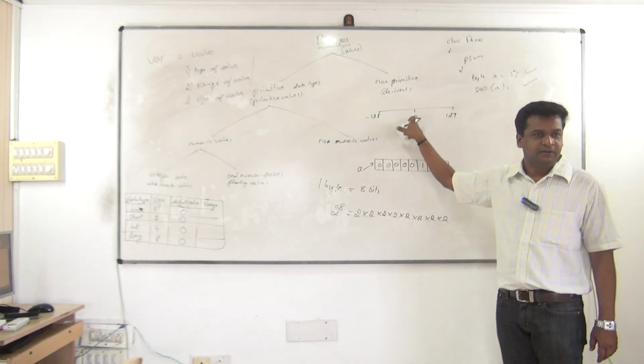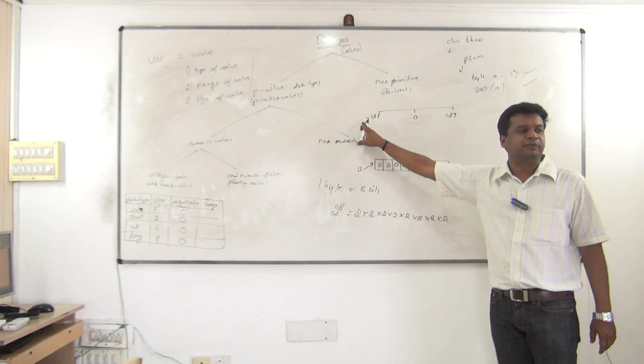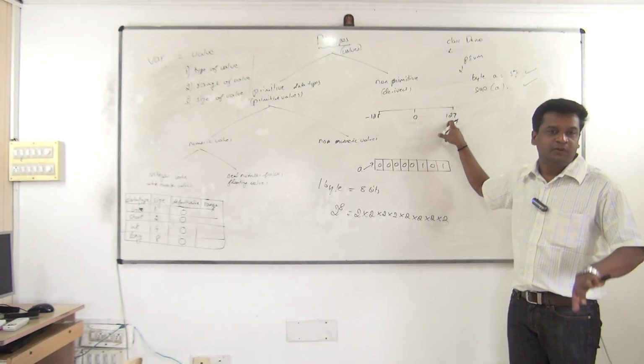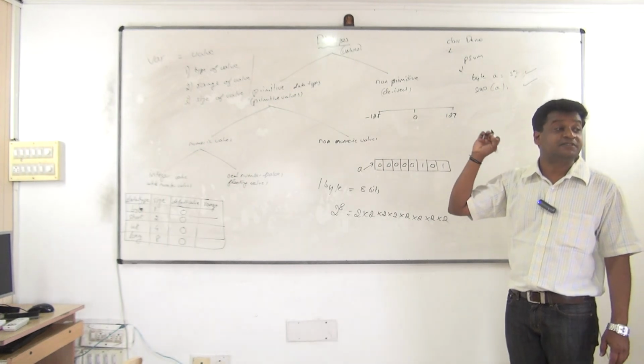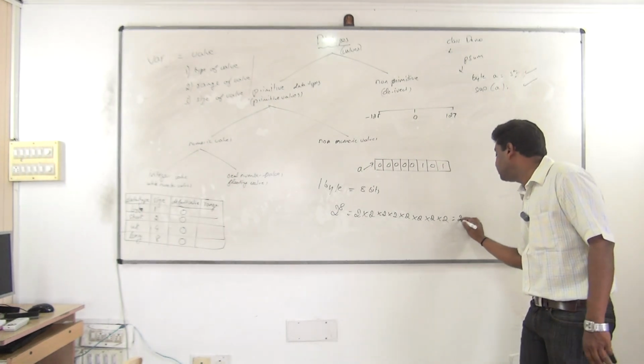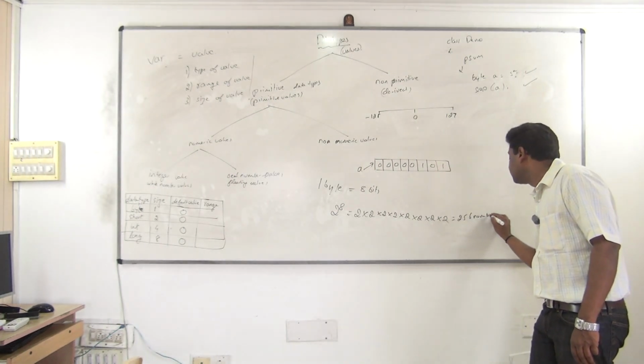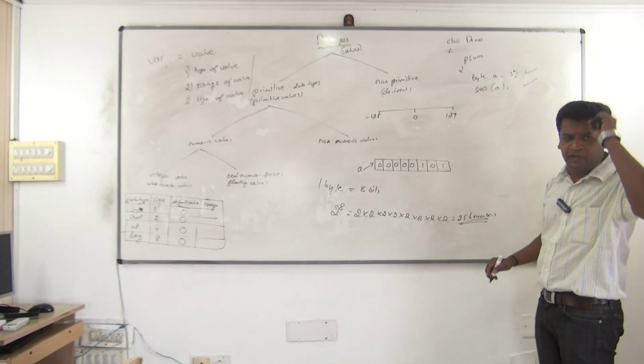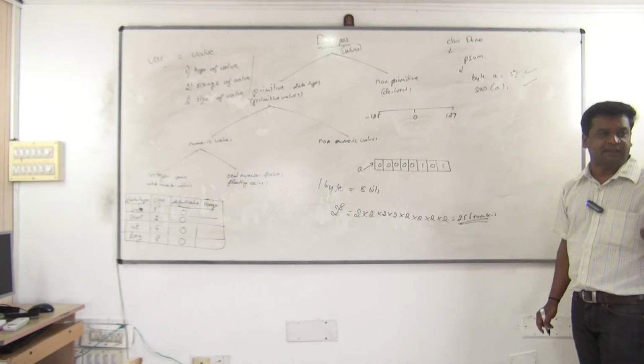You sit and count. Minus 1 to minus 128 is 128 numbers. 0 to 127 is 128 numbers. Put together, it can store 256 numbers. But which are the 256 numbers? This is the range. You put any value within this, and blindly it will accept.